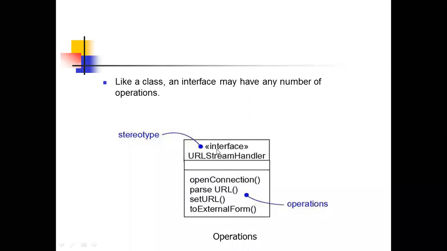So this is the way we can give the stereotype. Here you can see how to write the stereotype. These are the operations. This is the interface URL stream handler.